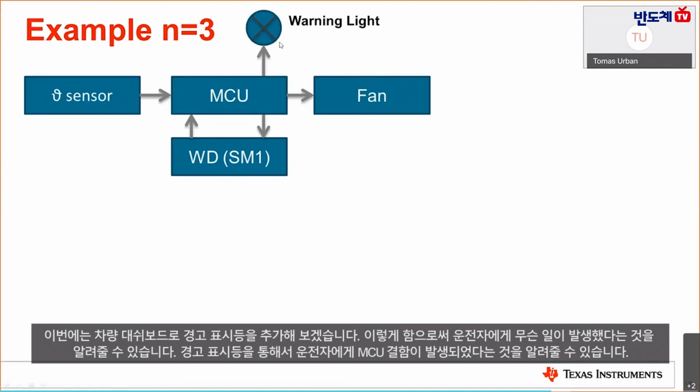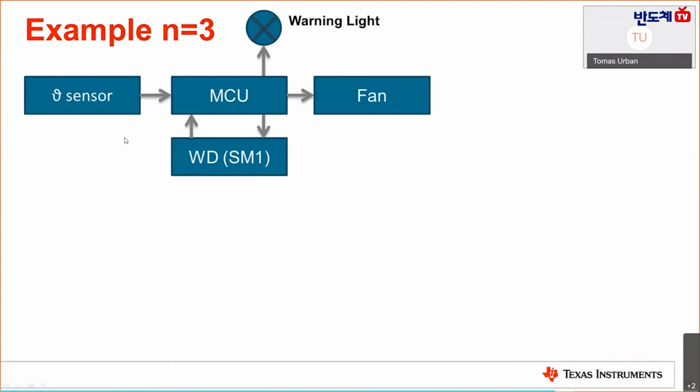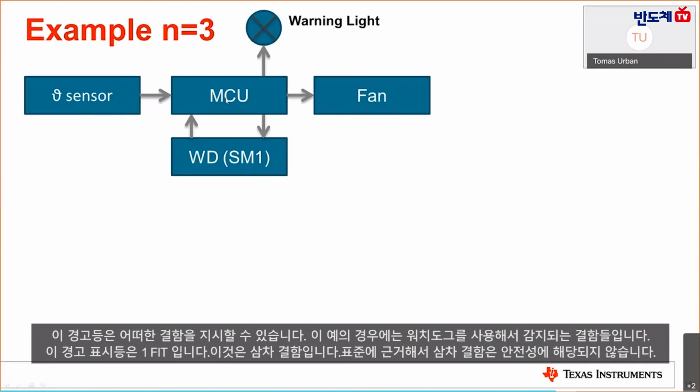So we add a warning light to the dashboard of the driver, so the driver actually can recognize that something bad happens. So the warning light informs the driver that the MCU fails. Of course, the warning light can indicate any kind of fail, but in our case, this is only the fail that is detected by the watchdog. So this warning light has one FIT, and by definition, this is a third failure in a row.